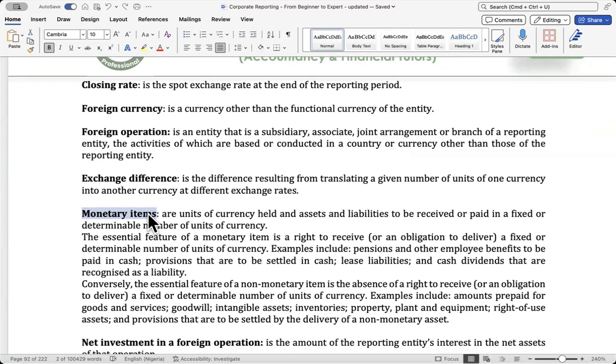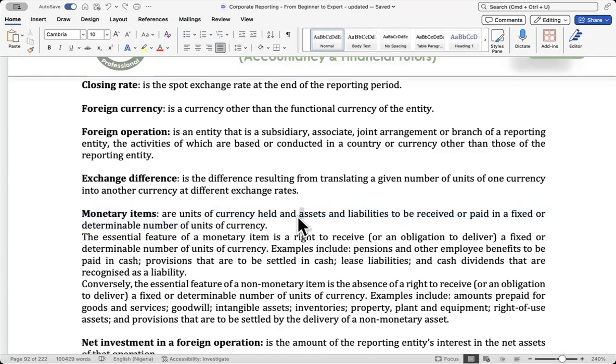Okay. Financial assets. It's very similar to monetary items. So IAS 21 said that a monetary item is cash, a unit of currency. Cash held is a monetary item. When you have a unit of currency that you hold, it is a monetary item. Majorly, cash is a monetary item.